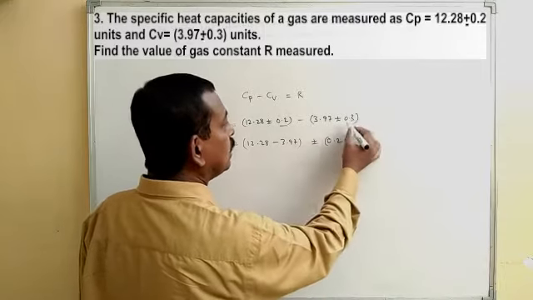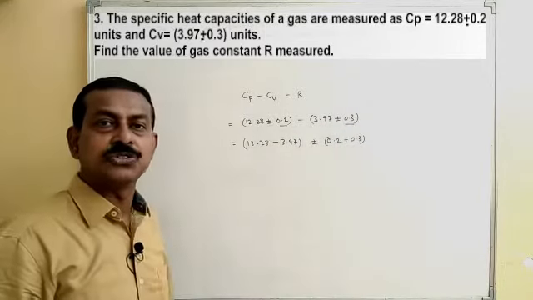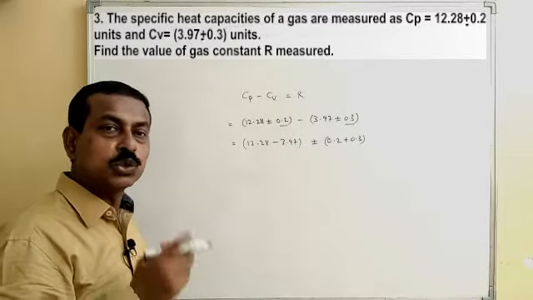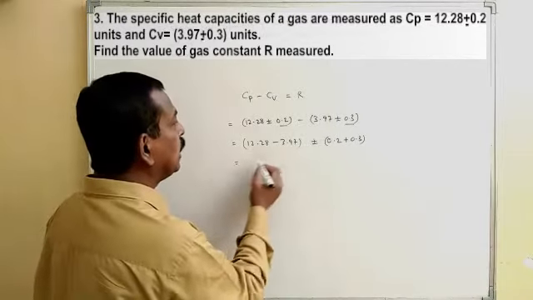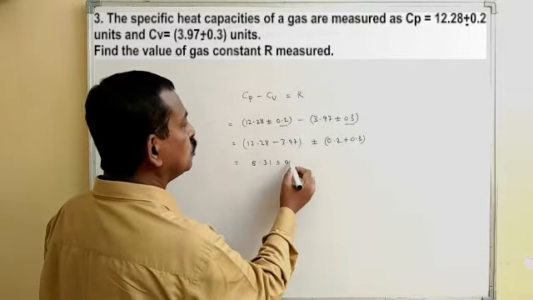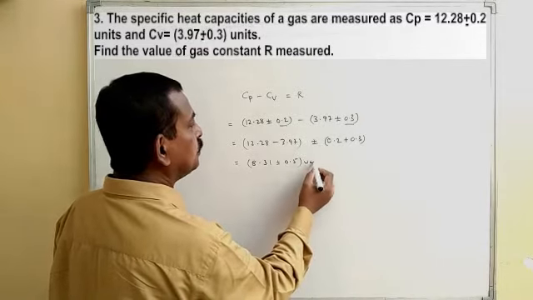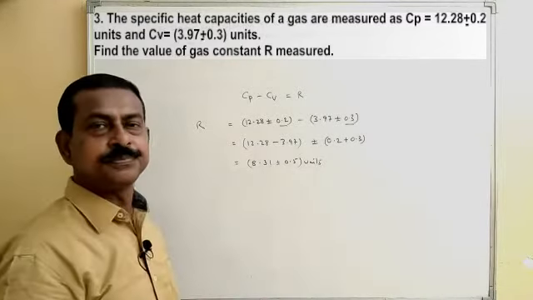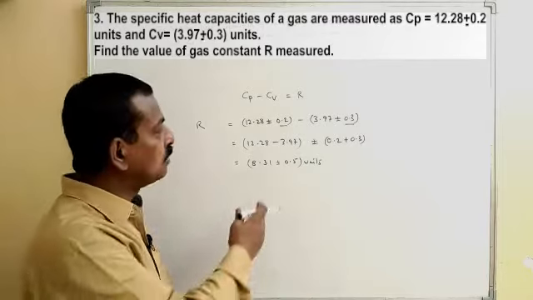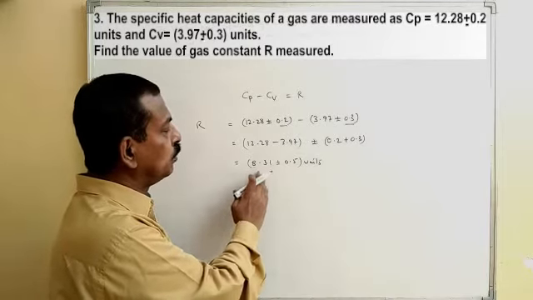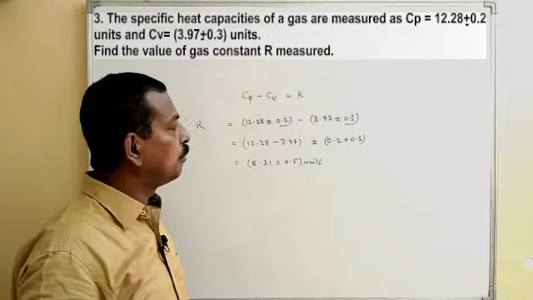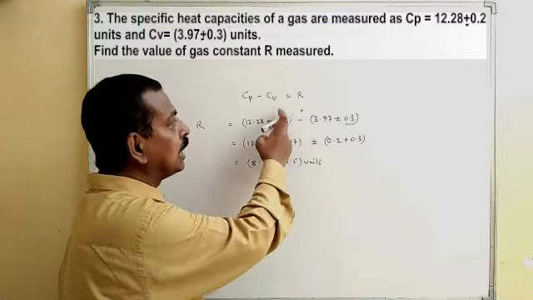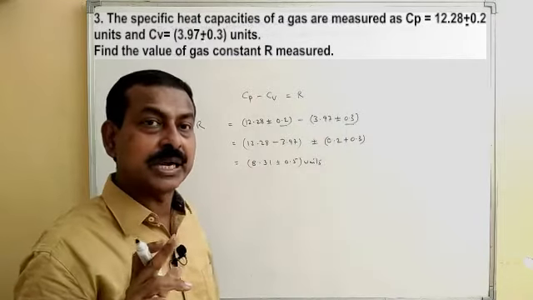So this error 0.2 and 0.3, these are the errors in Cp and Cv respectively. So we'll add the two together, and now if you take this one, 0.5 units. This is the value for R. So in terms of error, its value will be given as 8.31 plus minus 0.5 units. In fact, just take care that you are adding the errors, not subtracting.